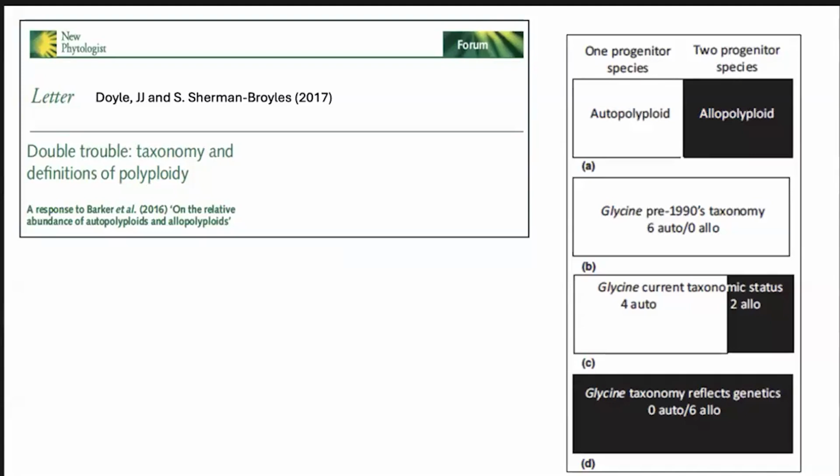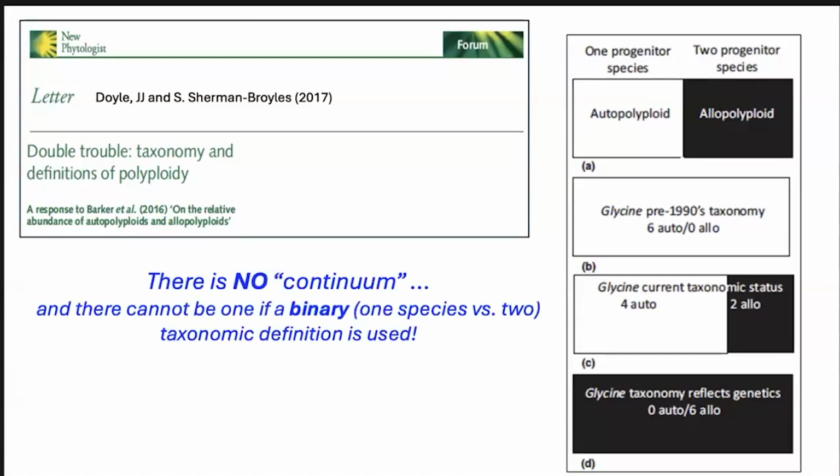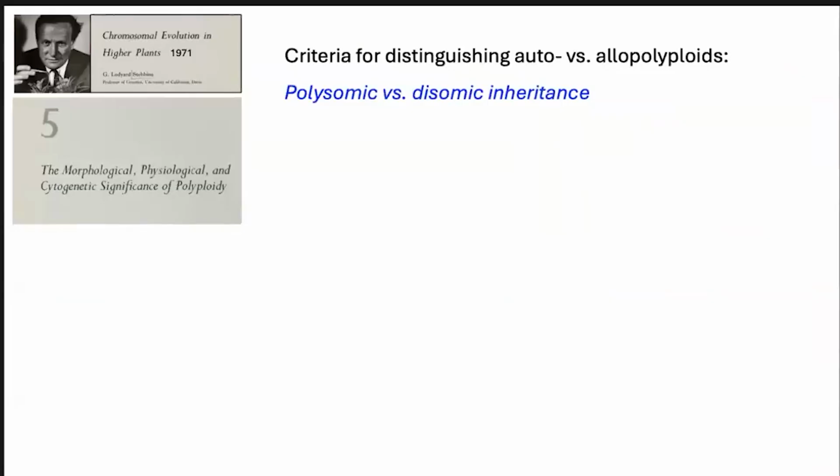In between where we are now, we've made some progress in the taxonomy, but we've really worked out a lot of the genetics. And we know that there are allopolyploids, but if you just go taxonomically, you end up where Barker did and say that there are these autopolyploids which don't exist. So Glycine has evolved in the diploidization process, in some sense, in a period of 40 years, has made tremendous strides towards being an allopolyploid, if you believe in that, but I don't. So anyway, there's no continuum, and therefore it can't be one if it's a binary one species versus two species definition being used.